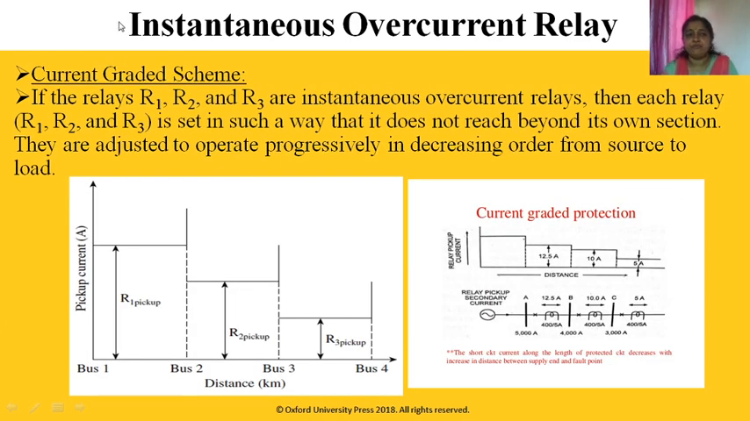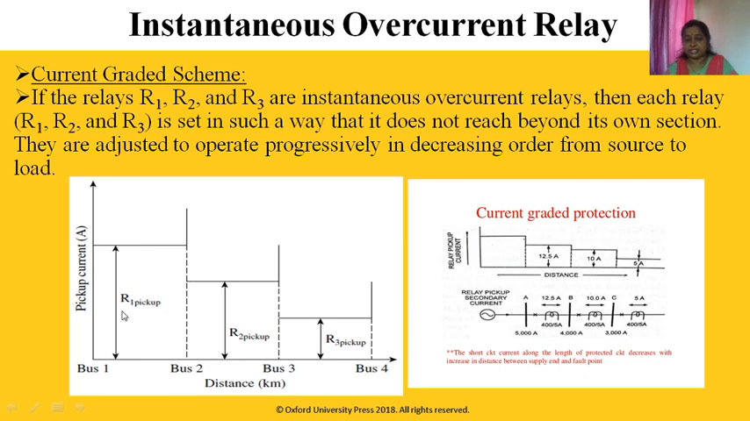In the current graded scheme we are using the instantaneous over current relay. It operates instantaneously, which means there is no time grading, or time is fixed, constant. It operates for a higher value of fault current near the source, while it operates for a lower value of fault current at the far end, where we have a lower value of fault current. So the pickup current at the source end is high, and then here less than that. In the third case we have a pickup even less.